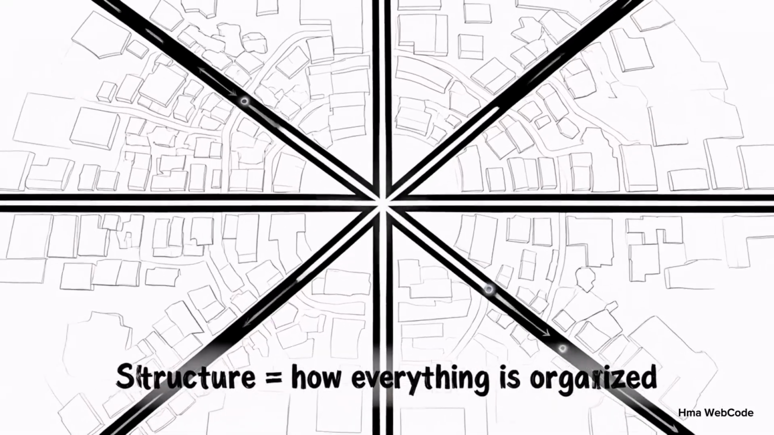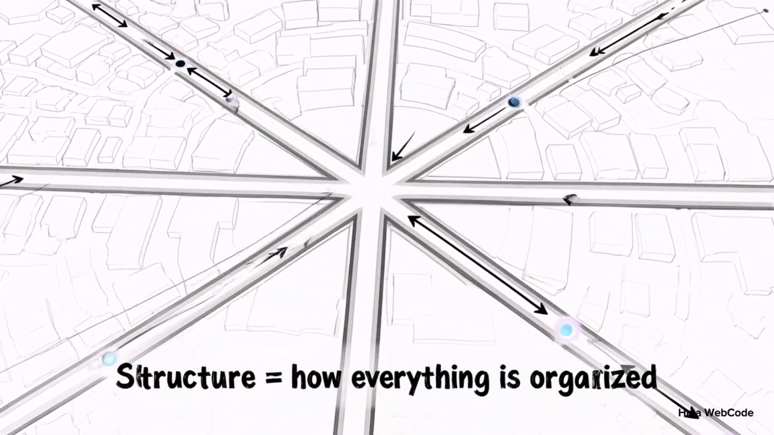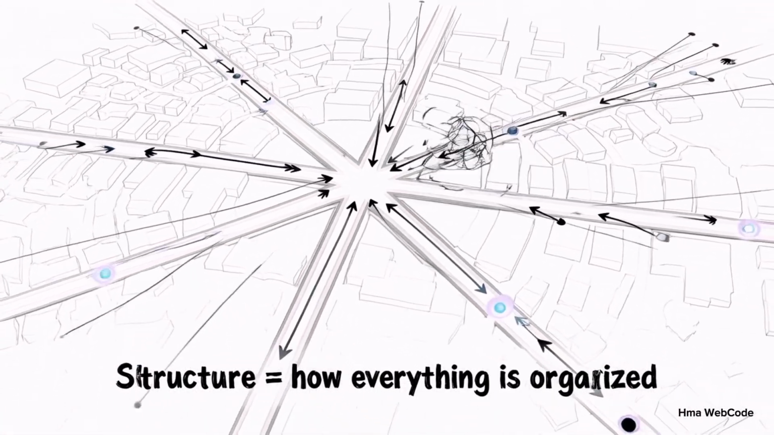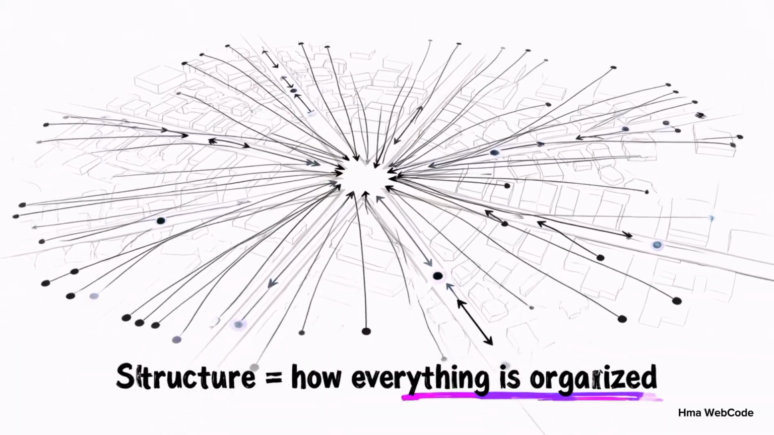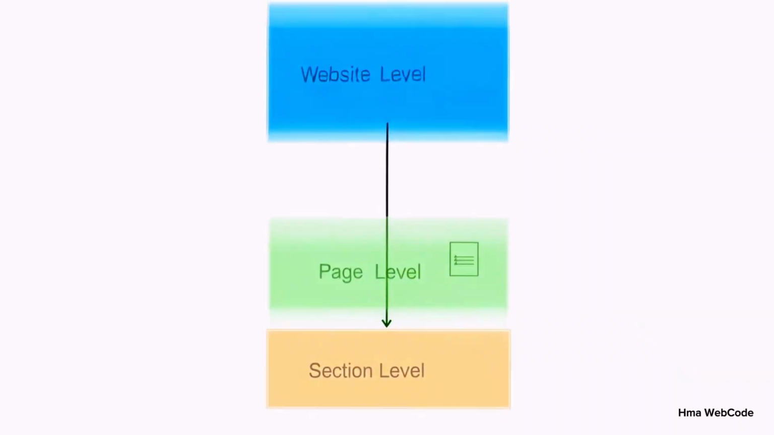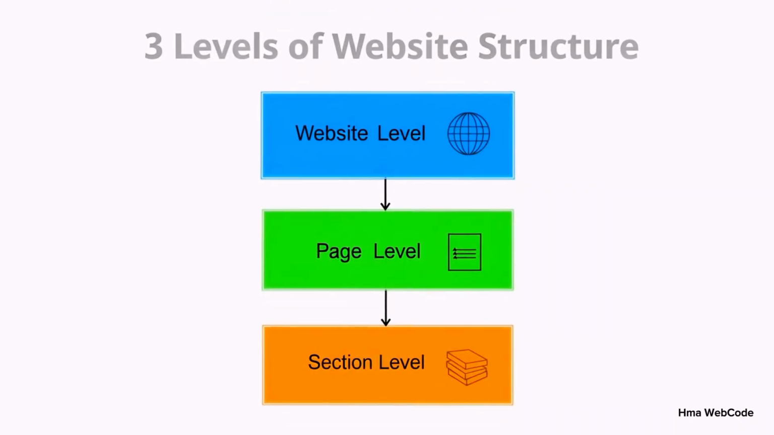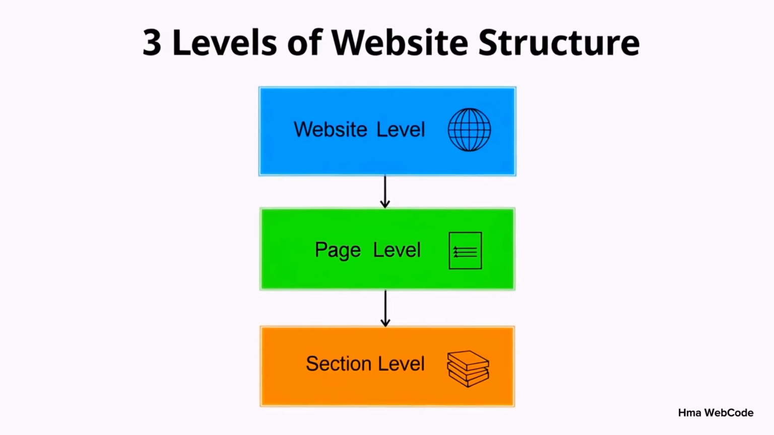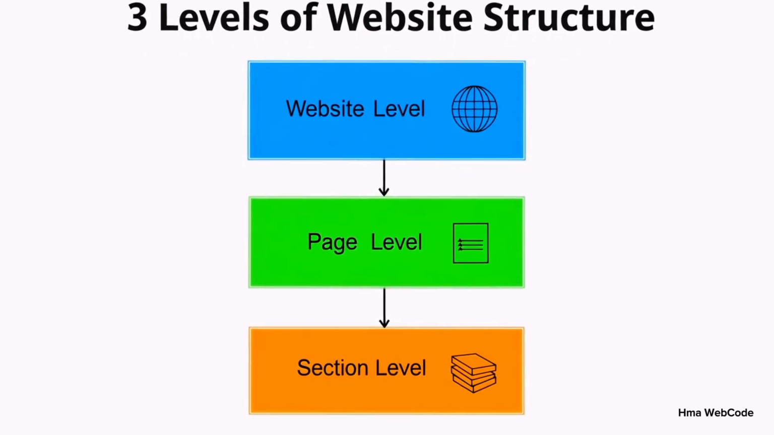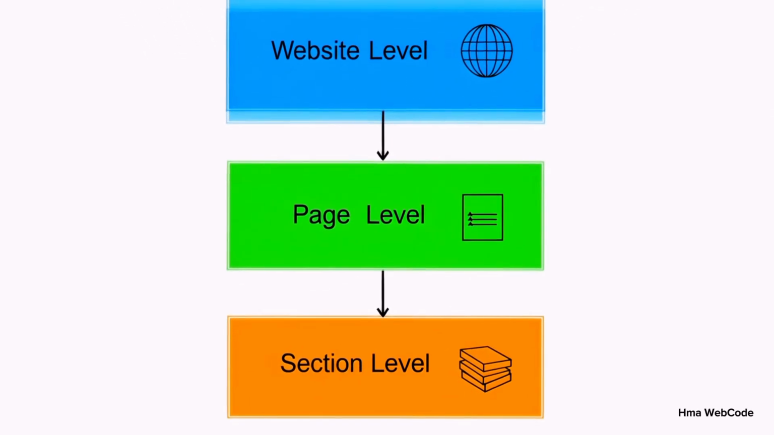Website structure simply means how all pages and content are organized and connected, so users can move smoothly without getting confused or lost. Website structure works in three levels: overall website structure, individual page structure, and smaller section components that organize content clearly and effectively for users.